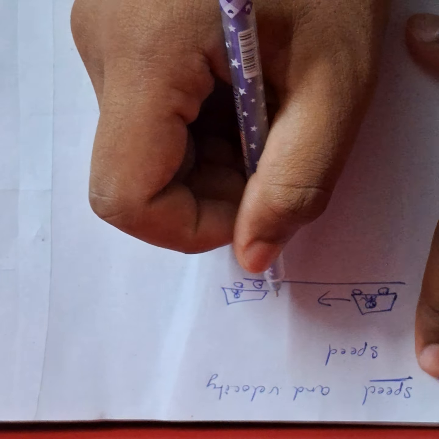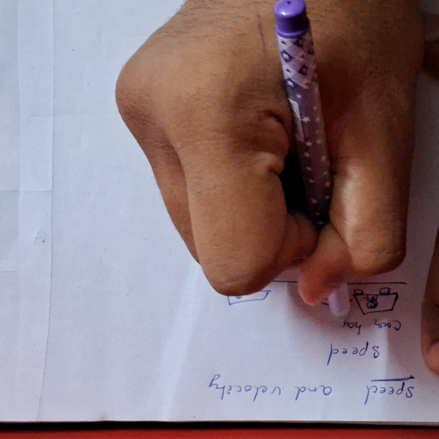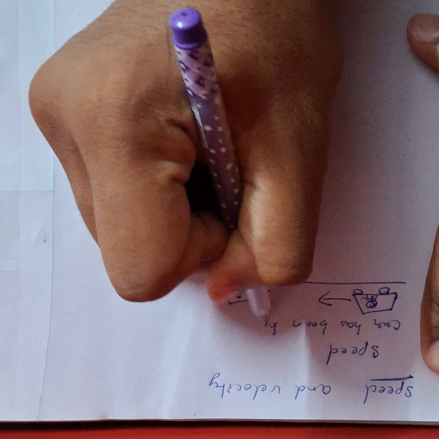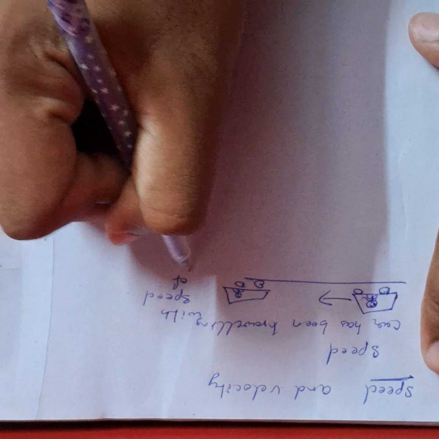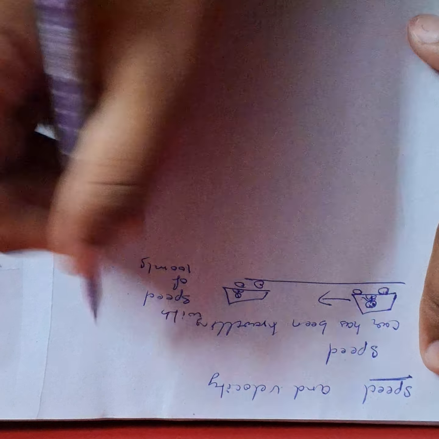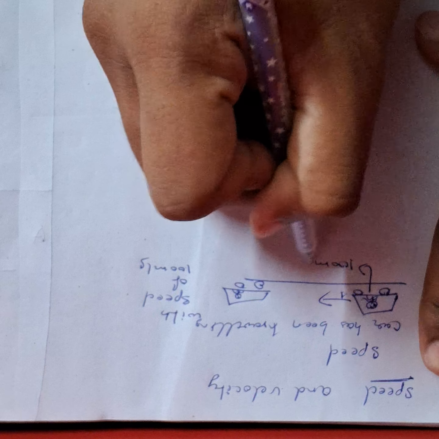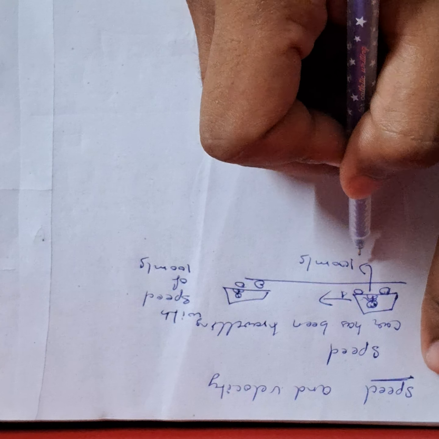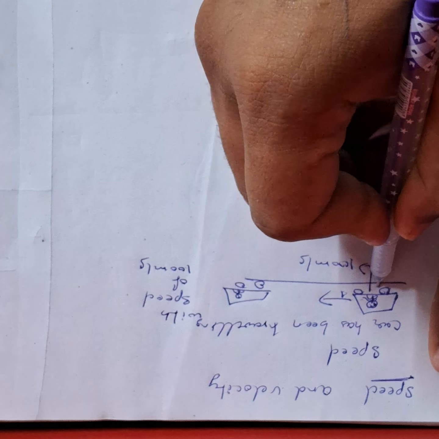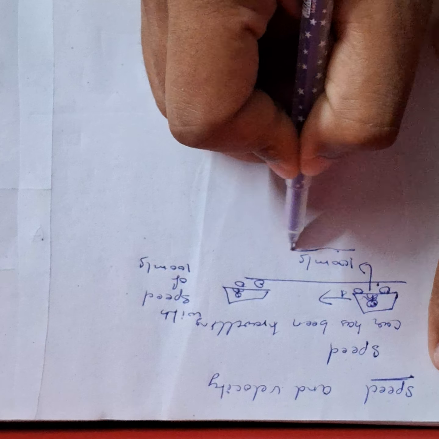A car has been traveling with the speed of 100 meters per second. So this car is having a speed of 100 meters per second, right? This car is traveling with the speed of 100 meters per second. So what does this speed of 100 meters per second mean?